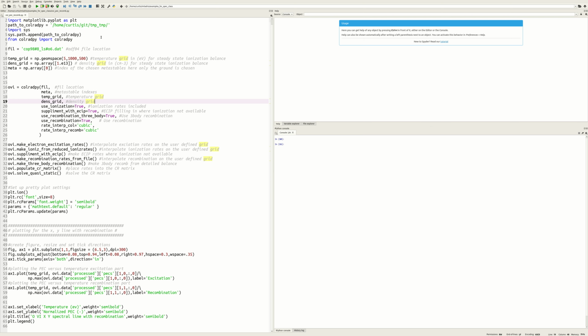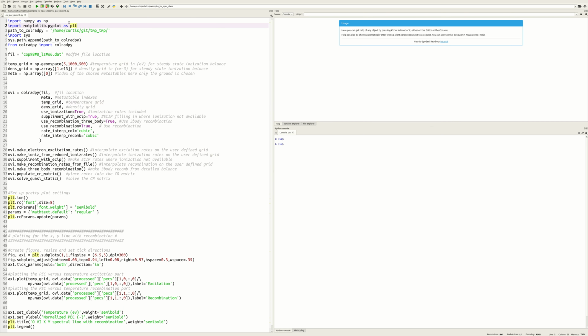In this example, we are going to look at the recombination portion of a PEC made with ColRadPy. So as before, in all previous examples, we need to import NumPy and matplotlib. The next thing we're going to specify is our directory to ColRadPy, and then from ColRadPy, we're going to import ColRadPy.